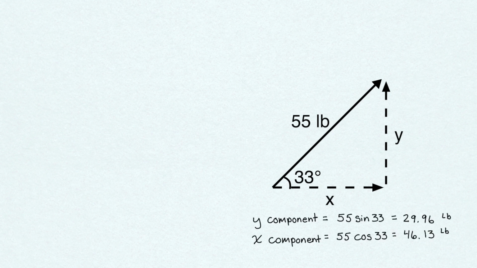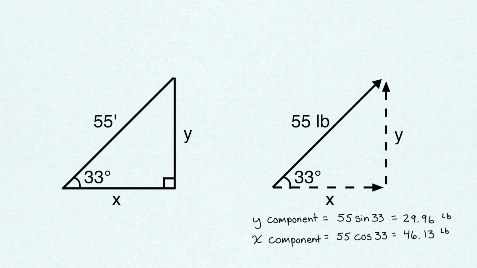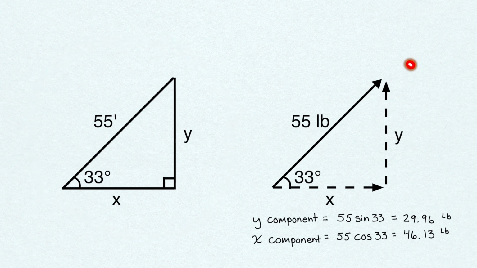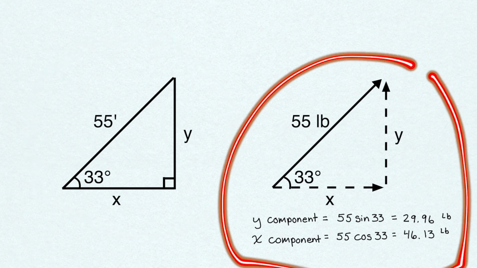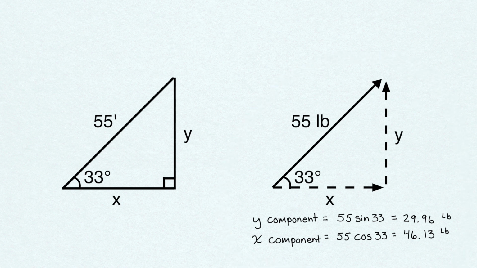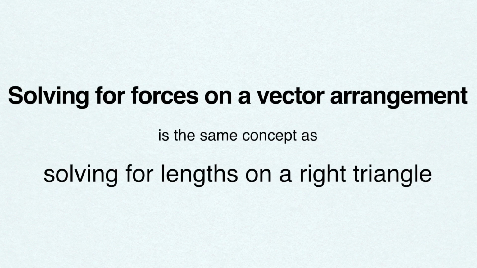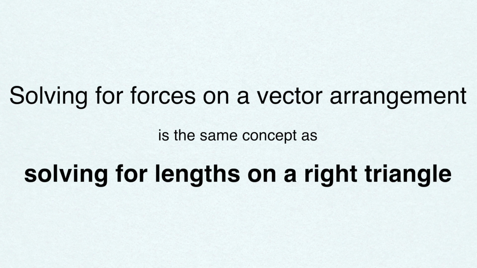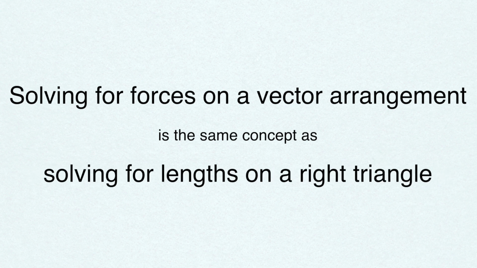Now the triangle I made using vectors is the exact same thing as the first triangle. The numbers are the same, everything's the same. The only difference is that this triangle measures in feet and this triangle measures in pounds of force. But the values themselves are the exact same. So basically solving for forces on a vector is the exact same thing as solving for length on a triangle. This also works with other polygons, but we're not going to get into that right now.